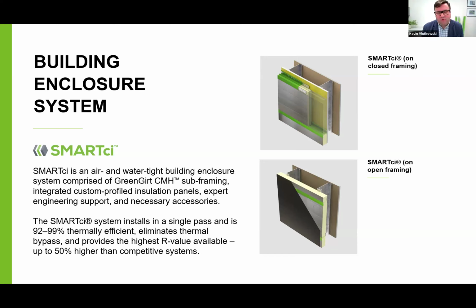We do all the routing and profiling in our warehouse so that those insulation panels arrive on the job site ready to be installed and fitting the exact specifications of those Z-girts. So you get those dual three-point compression seals on the top and bottom of the insulation. We provide pressure seals as well to be inserted between adjacent insulation panels, so there's absolutely no unintended air movement. There's no air movement at all going through the Smart CI system, so you get that full air and watertight enclosure system.